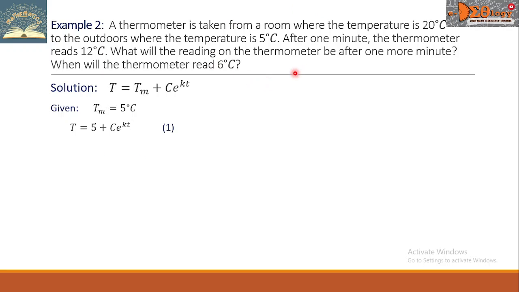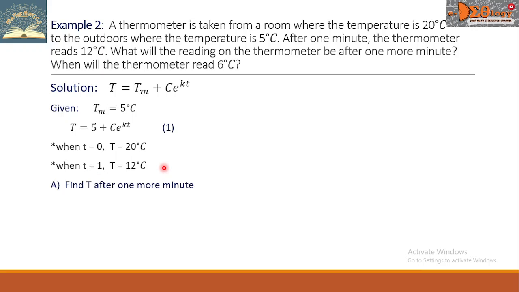Based on the problem here, we can collect some of the given. One is, when small t equals 0, capital T is equal to 20 degrees Celsius. Also, when t equals 1, the capital T is equal to 12 degrees Celsius. Now, the problem letter A. What will the reading on the thermometer be after 1 more minute? We can rewrite the problem as find capital T after 1 more minute. It means the t is equal to 2.